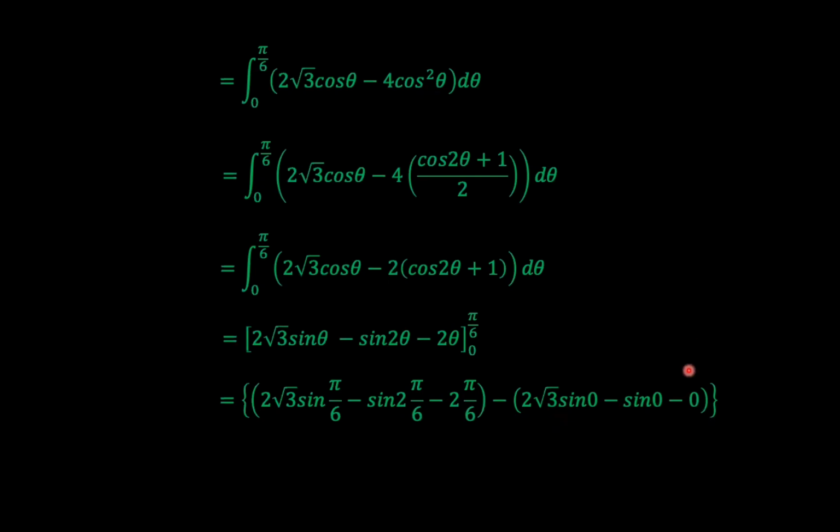So this entire lower limit component becomes 0. So sine pi over 6 is the same as a half. So half times 2 root 3 becomes root 3. And then sine 2 times pi over 6, that is sine of pi over 3, becomes root 3 over 2. And then 2 times pi over 6 is pi over 3. And so root 3 minus root 3 over 2 is the same as root 3 over 2, minus pi over 3. So this is the answer from the green integral.